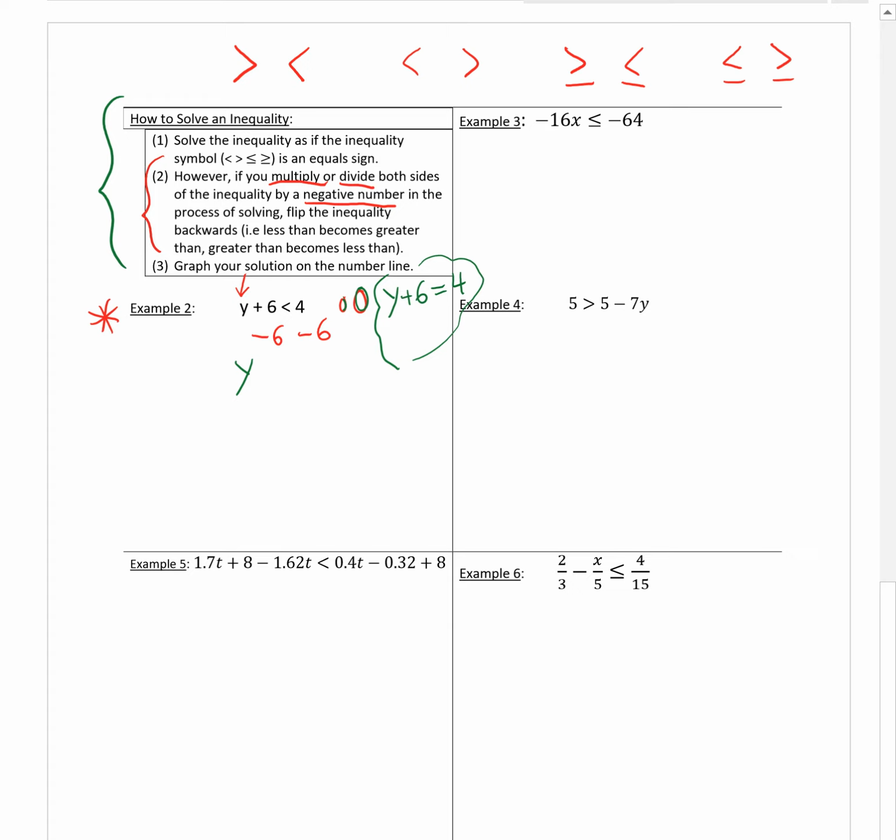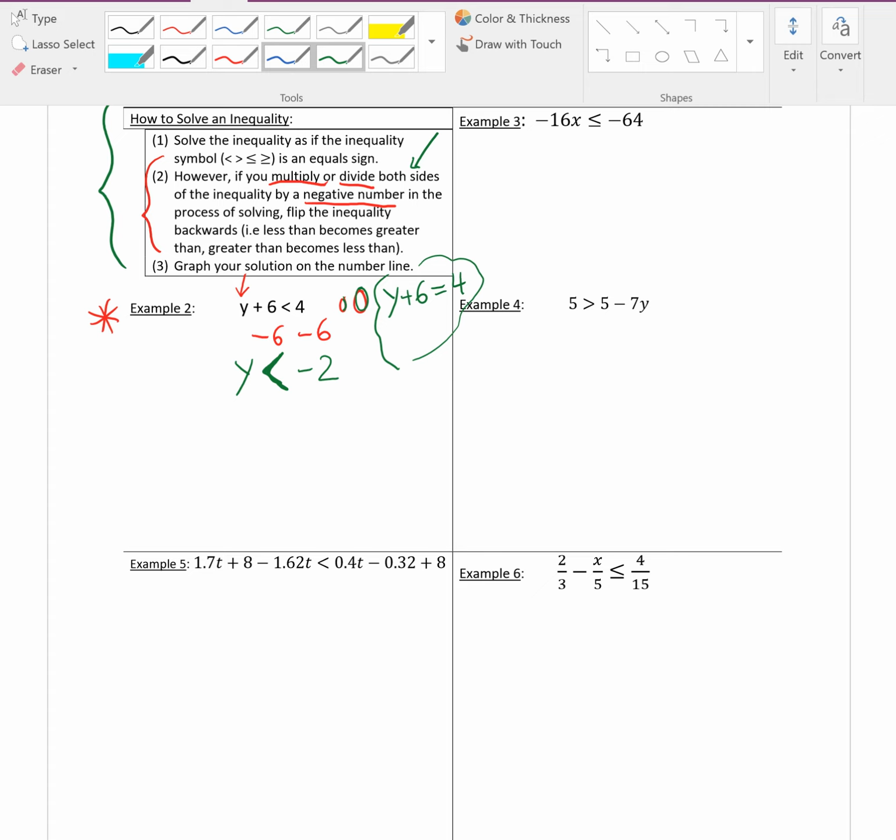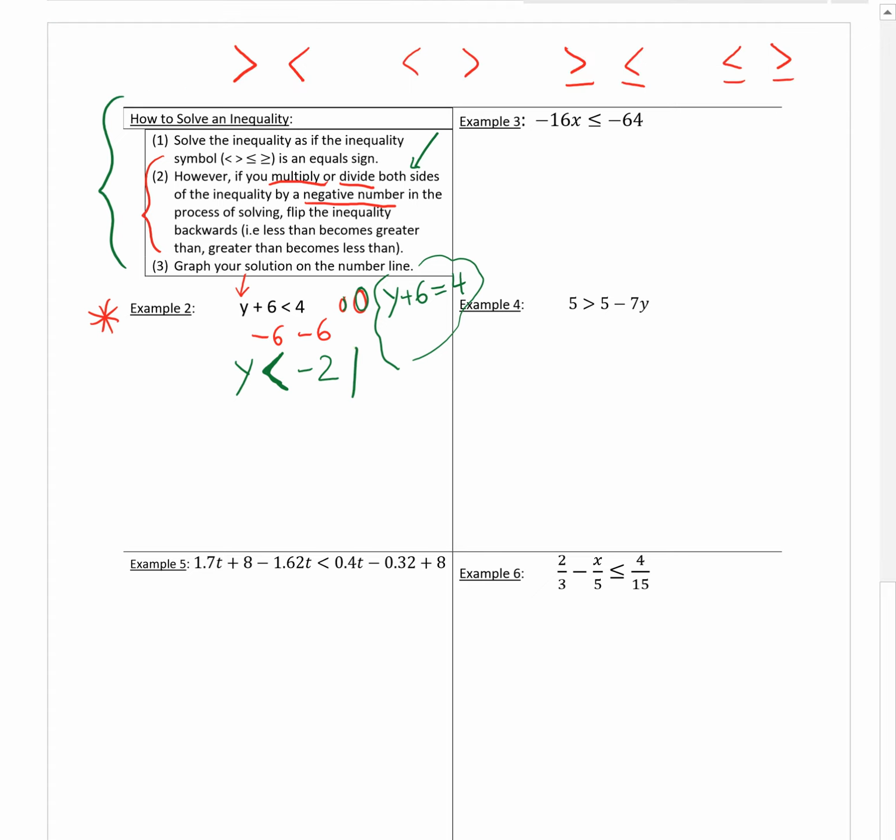And y is by itself, with negative 2 over here. Notice I did do something with the negative, I subtracted 6. But notice what it says in step 2: you had to have multiplied or divided by a negative, and I did not do that. I subtracted. So I do not need to flip the inequality. There are some problems where you don't need to do it. It's only if, in the process of solving, you had to multiply or divide by a negative. So I have y by itself. That's the solution right there. y is less than negative 2.